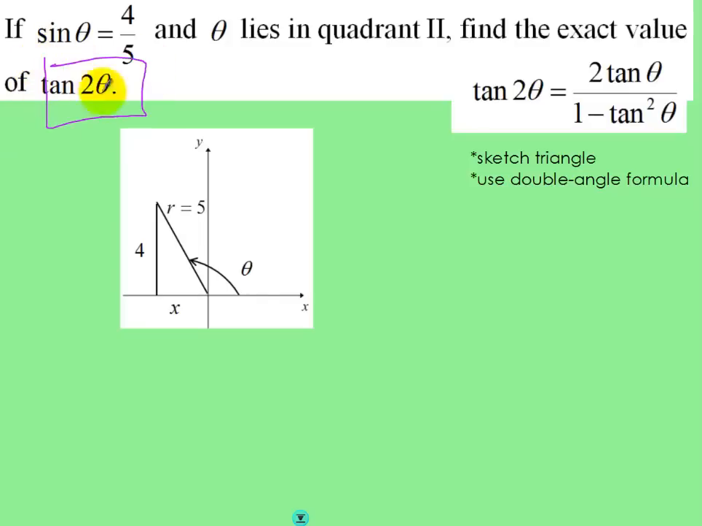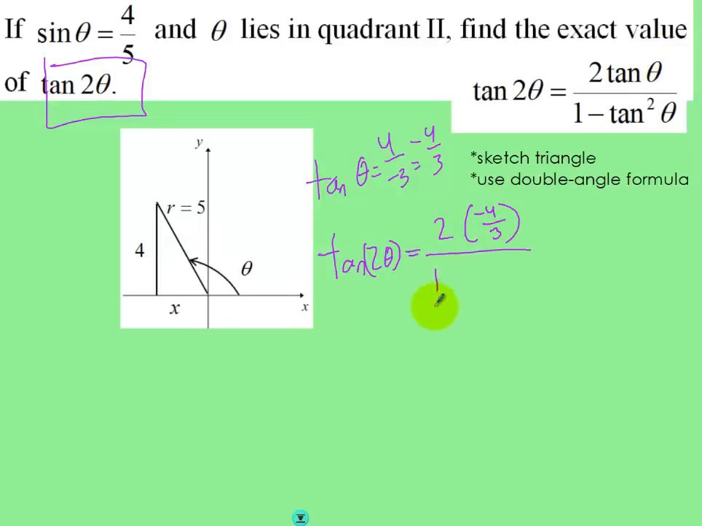Let's try another one very similar. Let's find the tangent of 2 theta using the same thing. Tangent of 2 theta breaks up right here in this double angle formula. Tangent of theta is going to equal opposite over adjacent, so 4 over negative 3, or negative 4/3. Tangent of 2 theta is going to equal 2 times tangent of theta, so negative 4/3, over 1 minus tangent squared, so negative 4/3 squared.